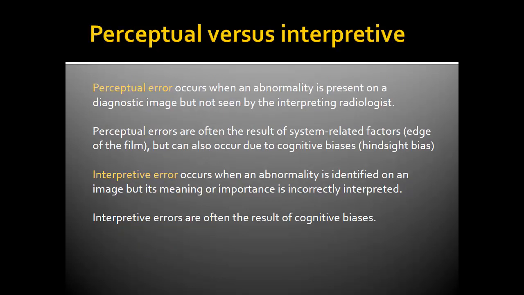Perceptual errors occur when an abnormality is present on a diagnostic image but not seen by the interpreting radiologist. Perceptual errors are often the result of system-related factors, but can also occur due to cognitive biases. Interpretive errors occur when an abnormality is identified on an image, but its meaning or importance is incorrectly interpreted. Interpretive errors are often the result of cognitive biases. In this module, we will focus on perceptual errors that are caused by systematic factors.